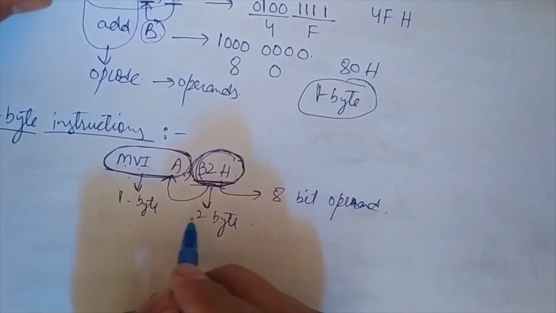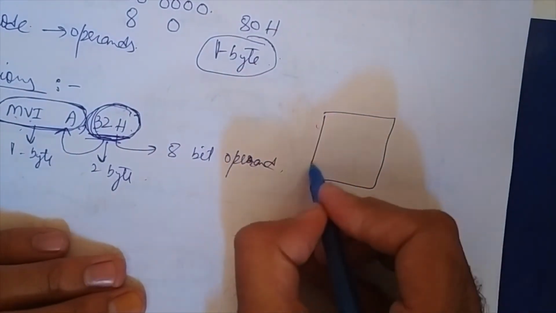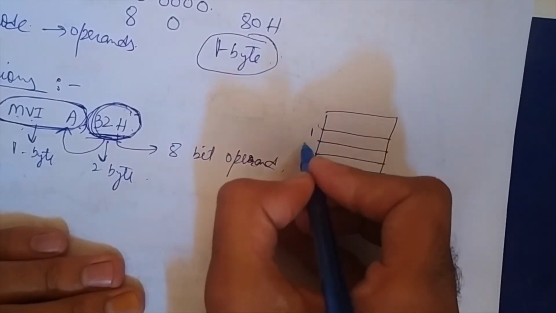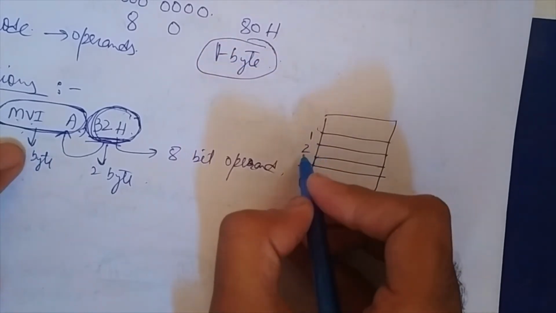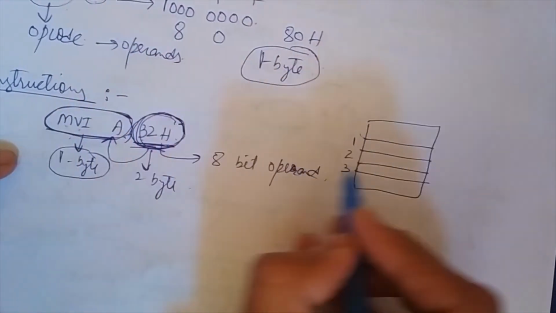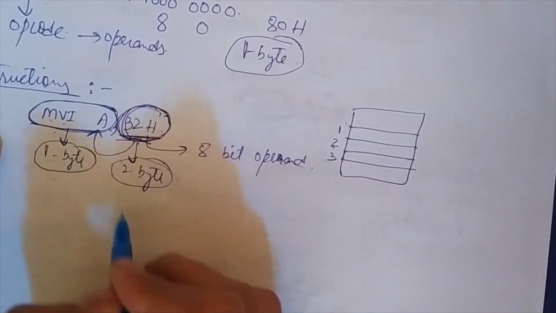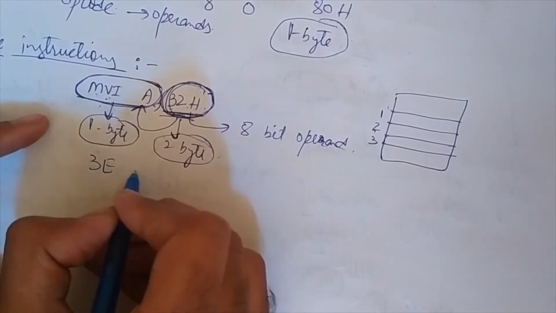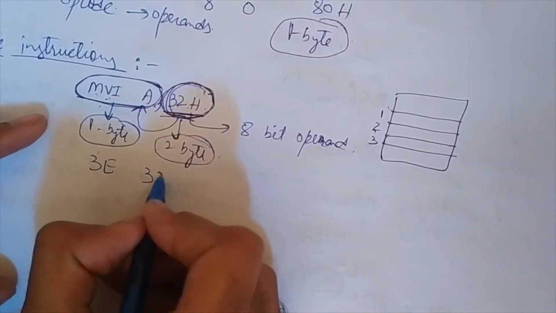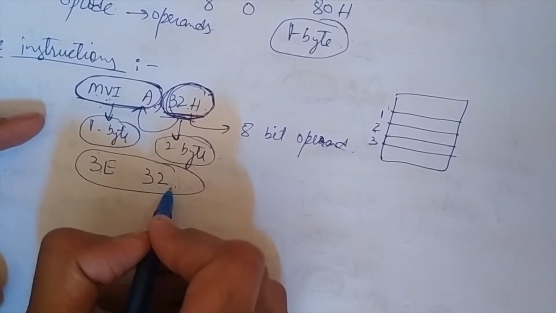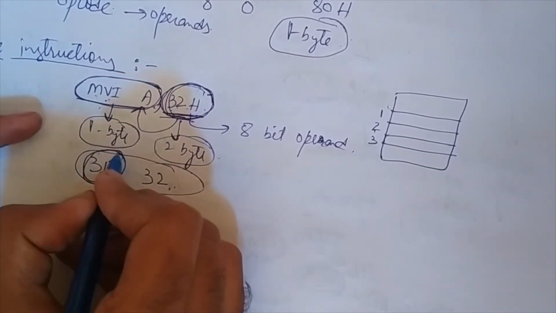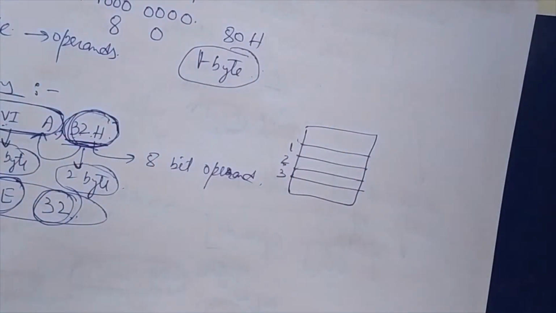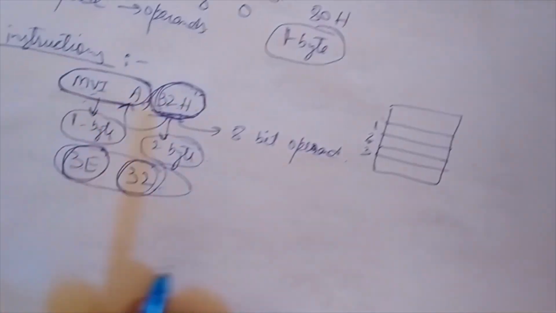And in the memory, this instruction will be stored like this. For example, this is address 1, this is address 2, this is address 3. At address 1, we will store the first byte, and at address 2, we will store the 2nd byte. So, for example, the encoding of this instruction is 3E, and this is 32. So this is the encoding, 3E32. This byte will be stored at address 1 and this byte will be stored at address 2. Okay, so these are 2-byte instructions.